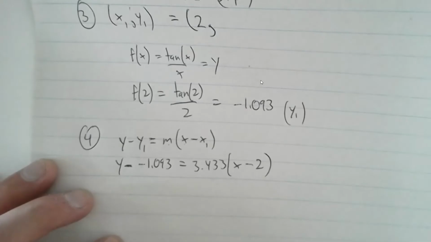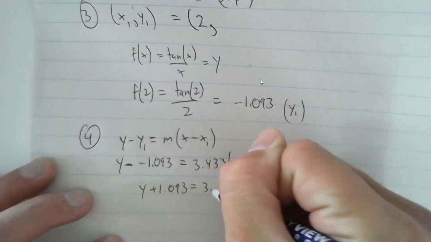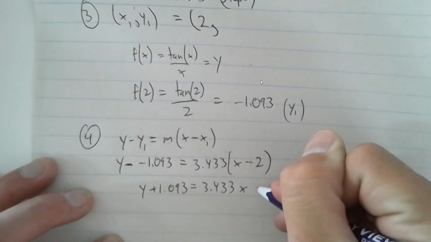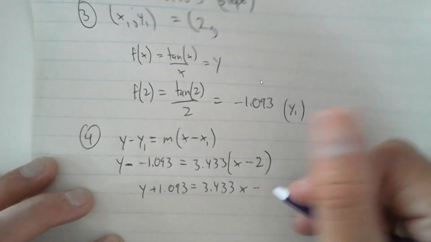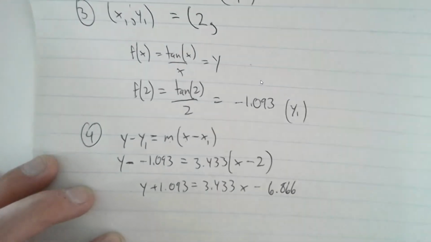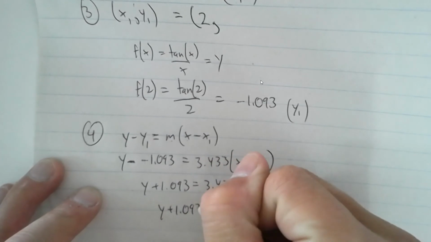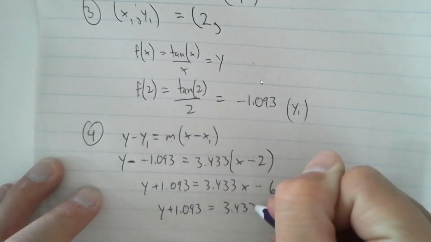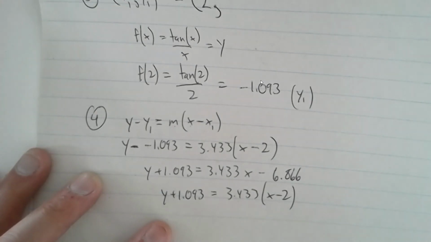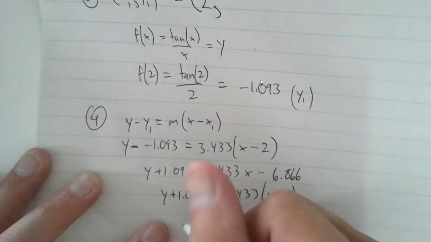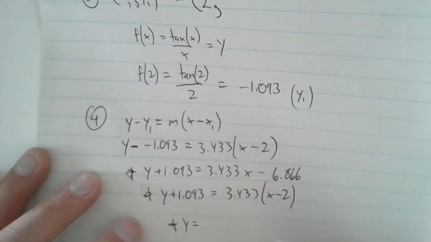And then you can leave your answer as y plus 1.093 is equal to 3.433 times x minus 2 times this, that's like 6.866, I guess. You can leave it as that. You could even leave it as y plus 1.093 is equal to 3.433x minus, you could just leave it like that. Or you can simplify it even further by subtracting 1.093 from both sides. So these are all the same. I would accept any of these as your final answer.